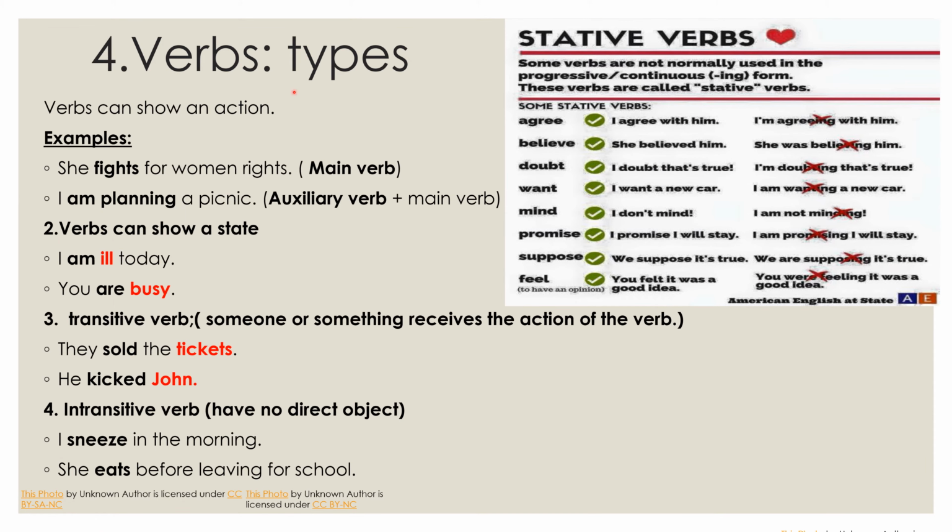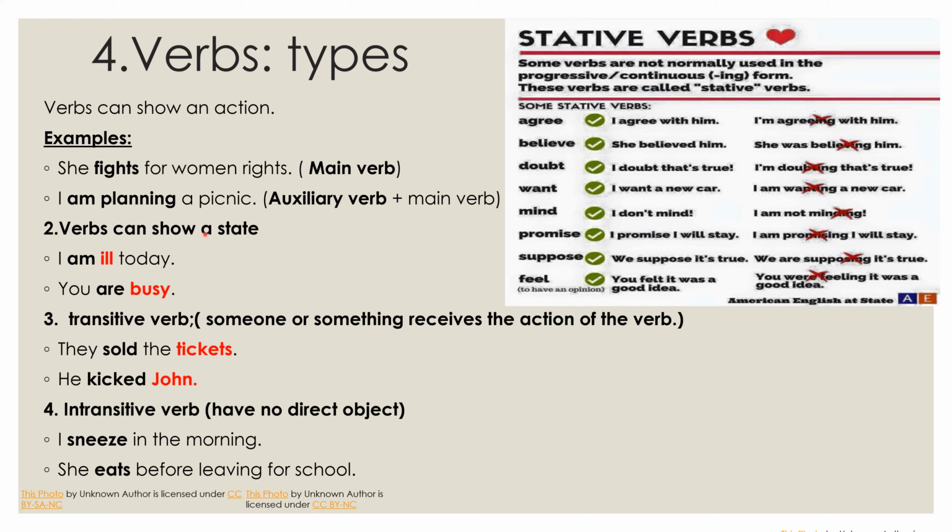Another very important part of speech is a verb, and many words in the English language are actually verbs. Verbs can tell us about time: they can be in present, past, or future. She fights for women's rights. Here fight is the main verb. I'm planning a picnic. Here planning is the main verb, while am is the auxiliary verb. So auxiliary verbs help a main verb to give a particular sense.